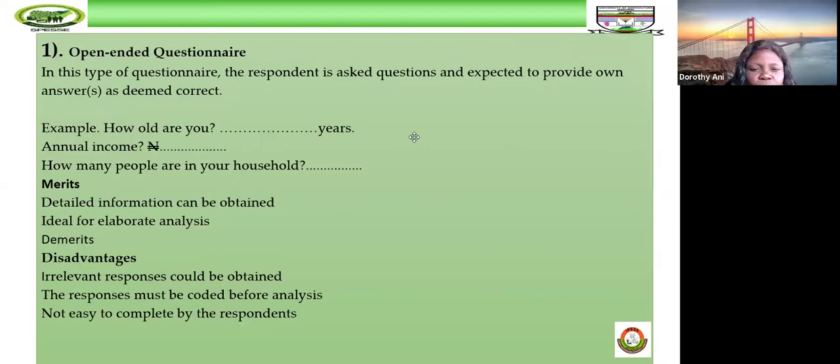Okay. So in open-ended question, in this type of questionnaire, the respondent is asked questions and is expected to provide his own answers as deemed correct. Like you ask somebody question, how old are you? You give a space, and another thing I need to emphasize here is that you need to guide the person on what to write. Like when you say, how old are you? And you just write dash.